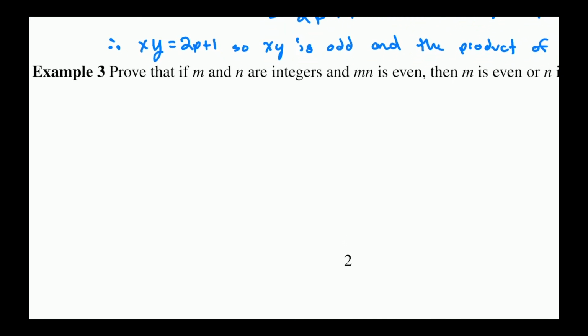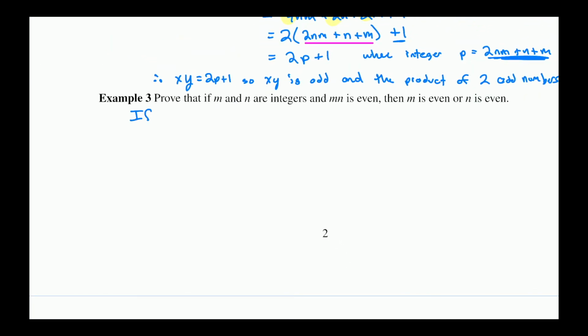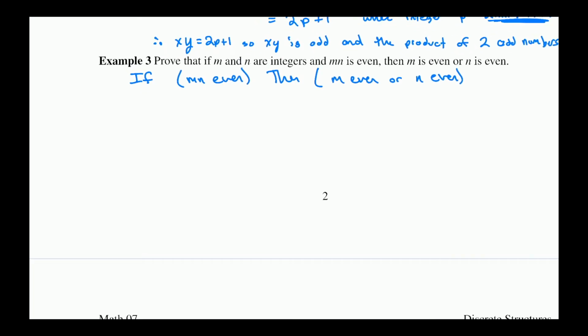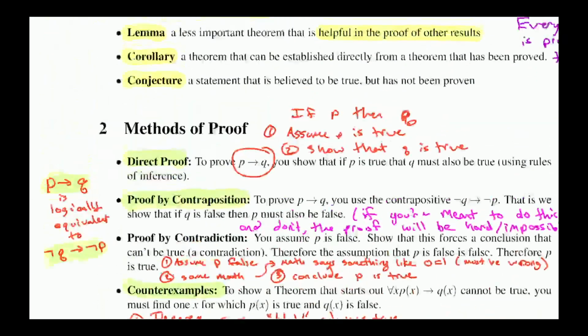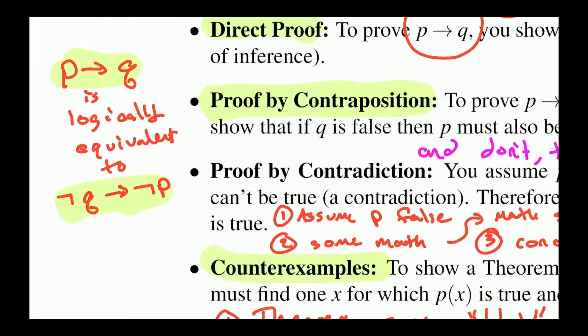So here's the structure of this theorem. I'm going to skip where it says M and N are integers. So it's basically: if MN is even, then M is even or N is even. Right? The contrapositive of this theorem is, well, look at the definition of contrapositive. I kind of wrote it right here. You switch the order and also you negate them, and that's how you get the contrapositive.